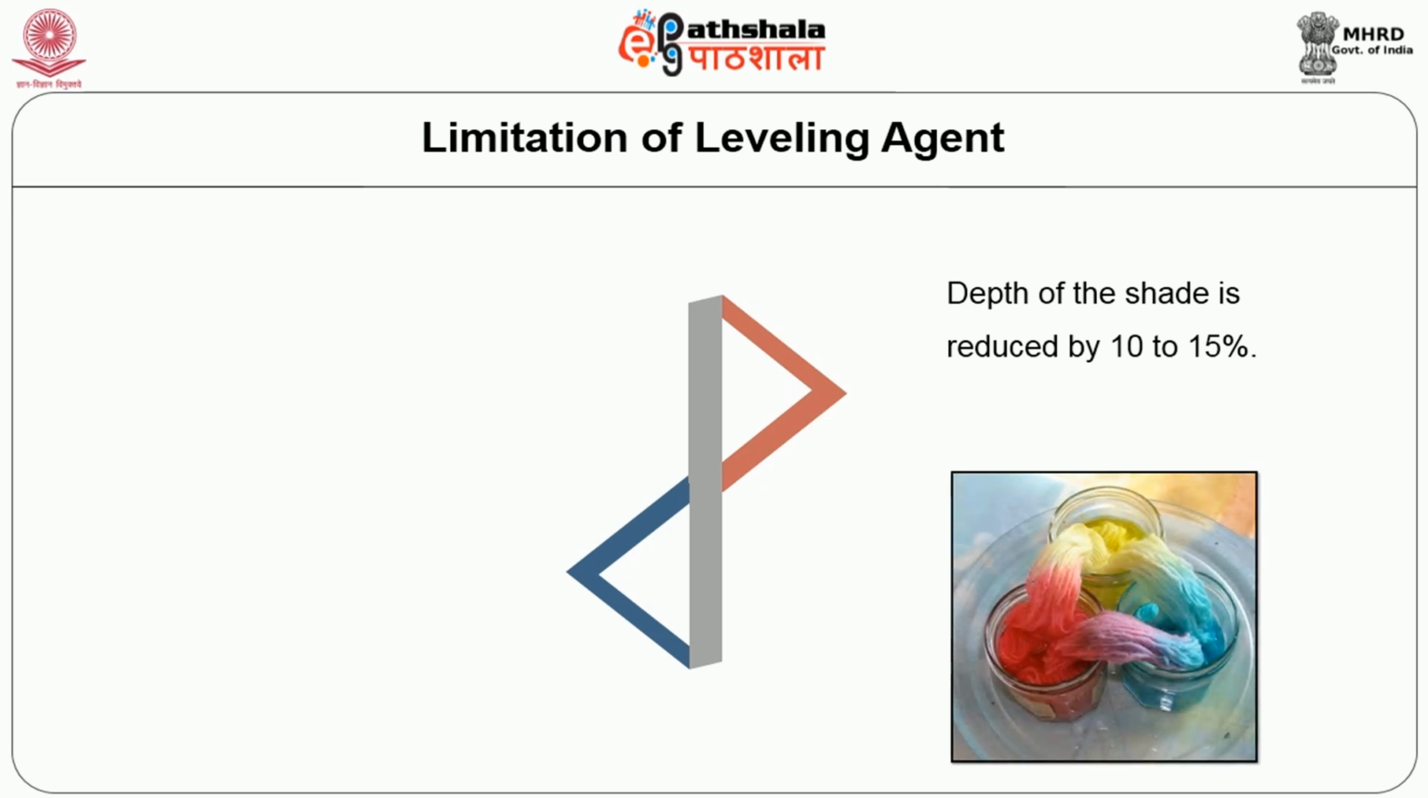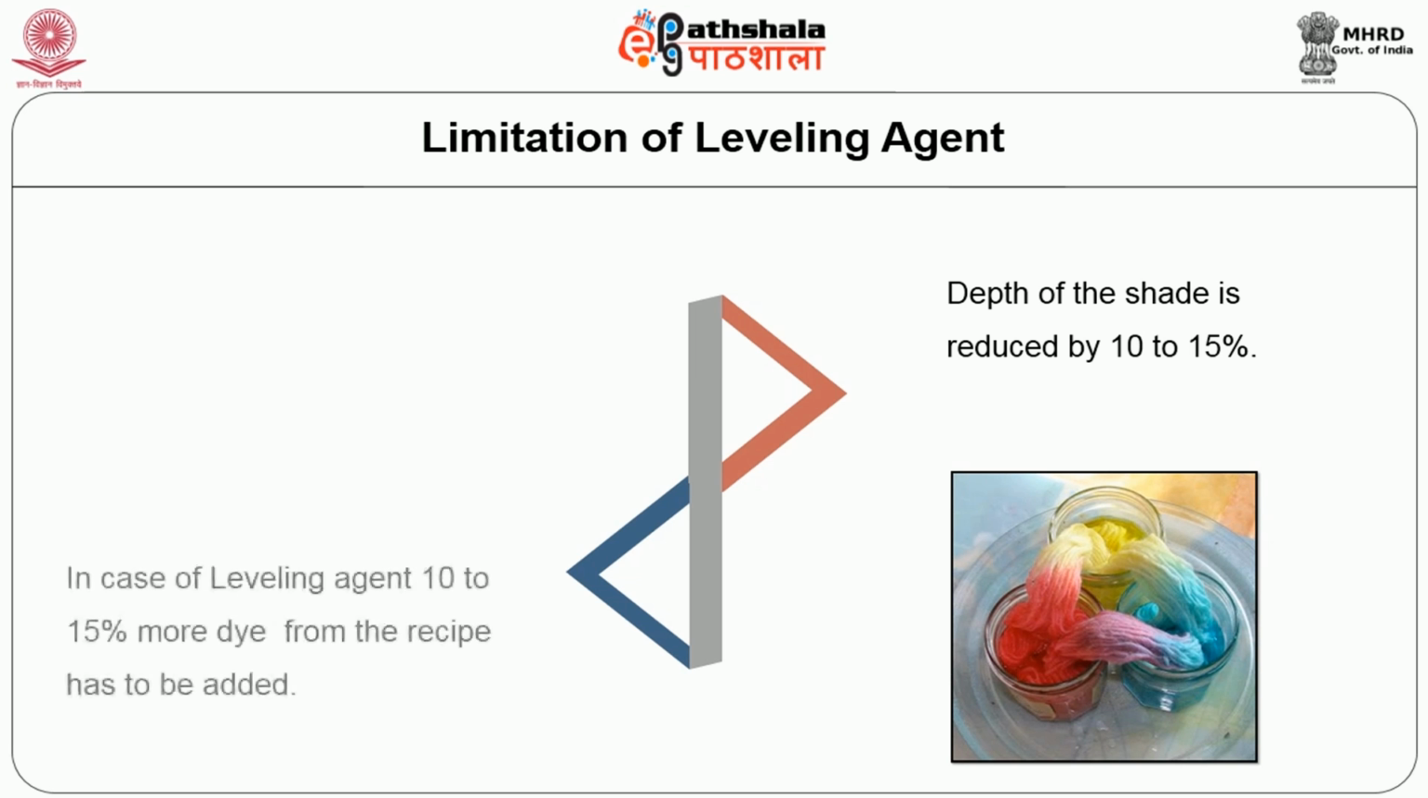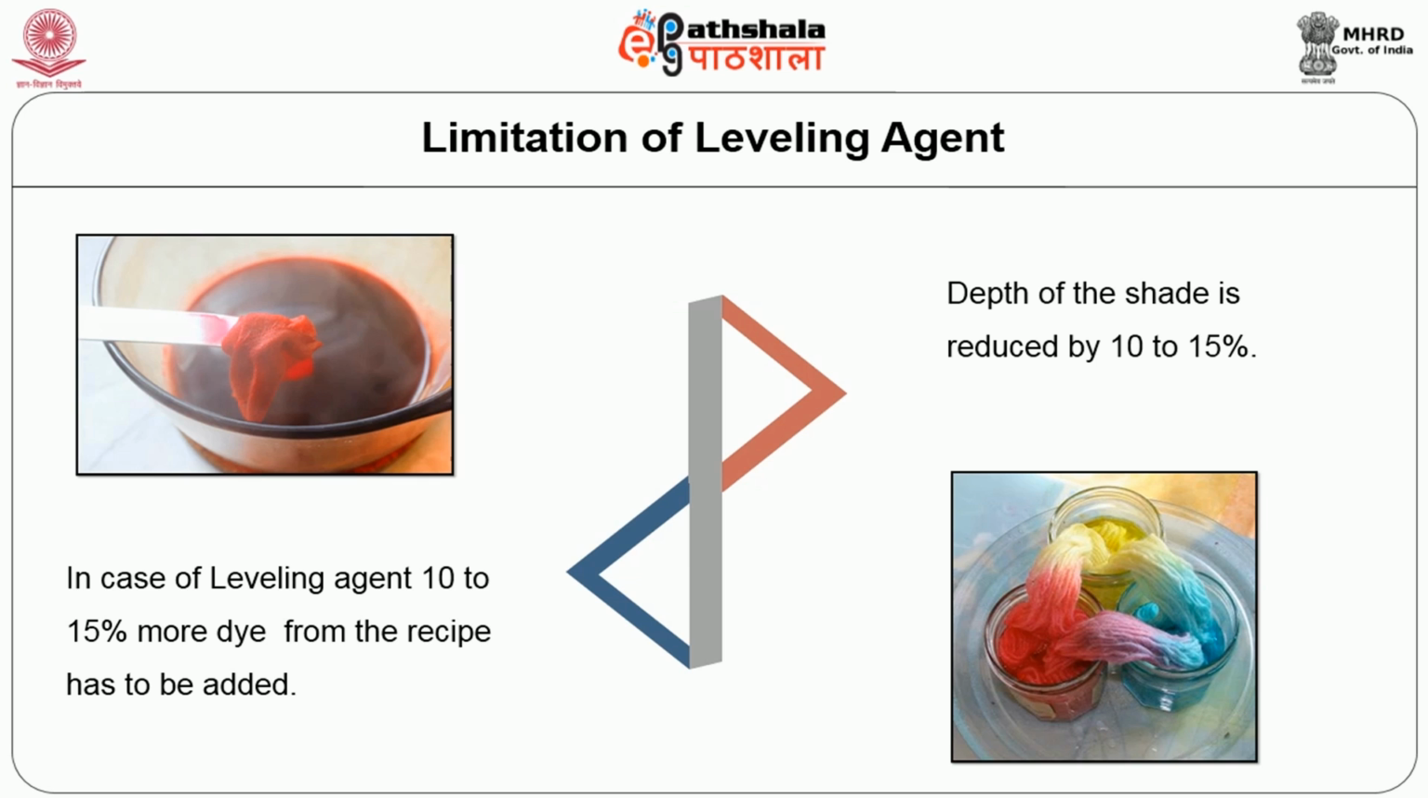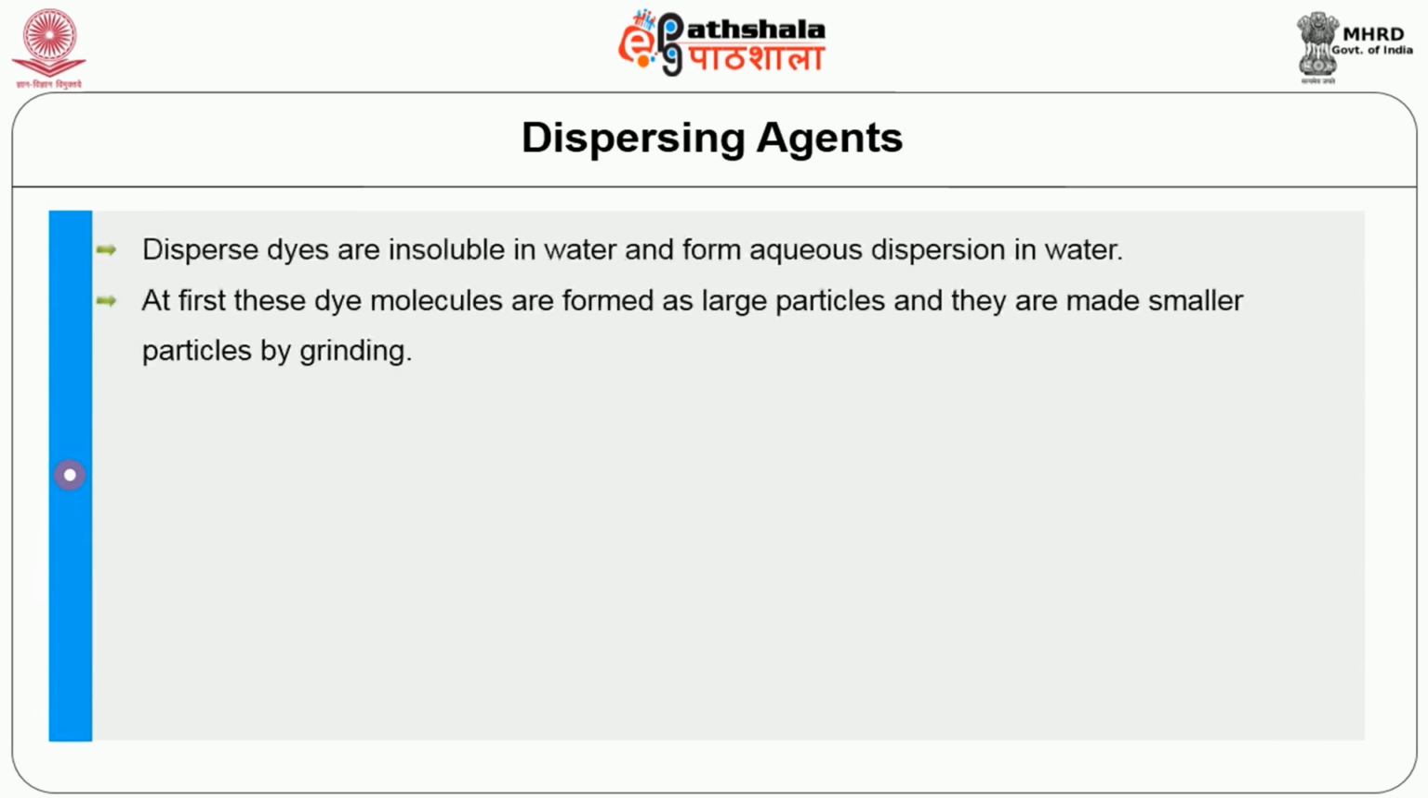Limitation of leveling agents: the depth of shade is reduced by 10 to 15%. Therefore, in case of leveling agent, 10 to 15% more dye from the recipe has to be added.